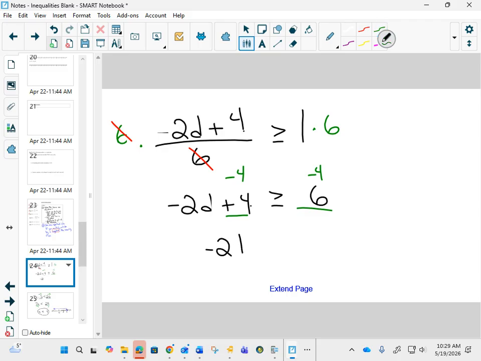And I get -2D, and 6 minus 4 is 2. Hey, there's a negative sign with this 4. Do I flip the sign? Only if we multiply or divide. What did we do with the negative sign there? We were subtracting. See how this is going to get tricky for you? You see a negative sign, that doesn't necessarily mean that you flip the sign. We only flip the sign if you multiply or divide. This one we only subtracted, so it's still bigger than or equal to.